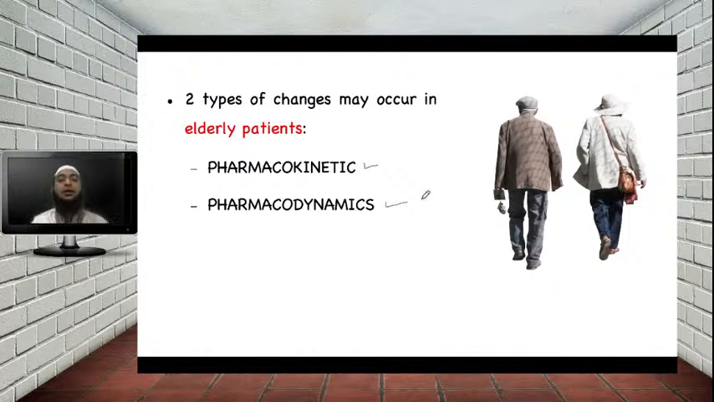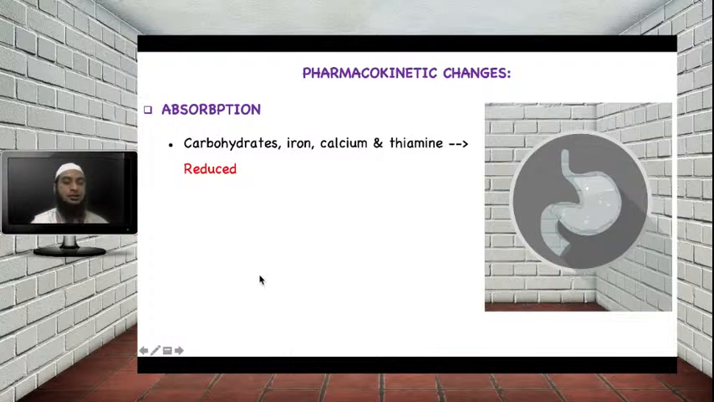Both pharmacokinetic and pharmacodynamic changes occur in the elderly patient, and since these changes occur, they may alter the effect of some medicines related to the pharmacokinetics and pharmacodynamics of the drug. We'll see step by step each type of pharmacodynamic and pharmacokinetic change which occurs in elderly patients. So let's start with the first change, the pharmacokinetic change.